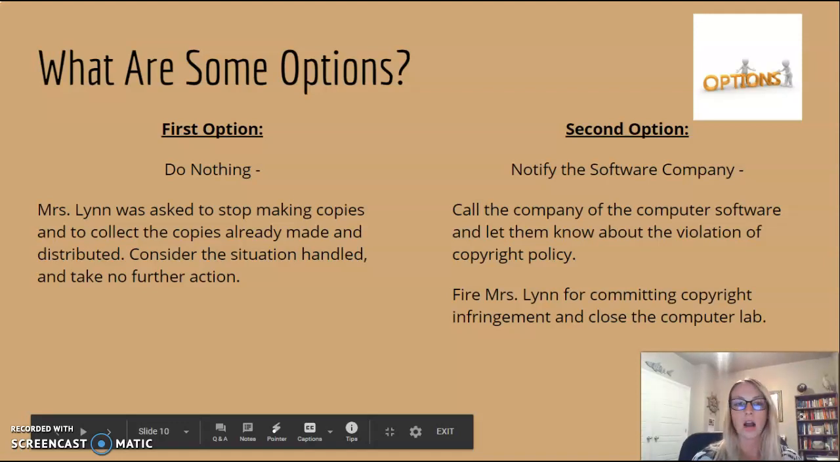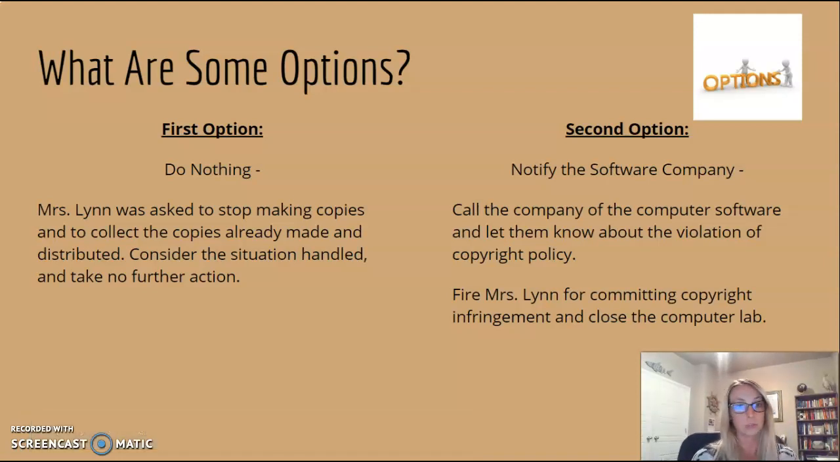So what are some of our options? The first option is to do nothing. Miss Lynn was asked to stop making the copies and to collect the copies that were already made and distributed. We had the discussion with her, so we should consider the situation handled and take no further action.